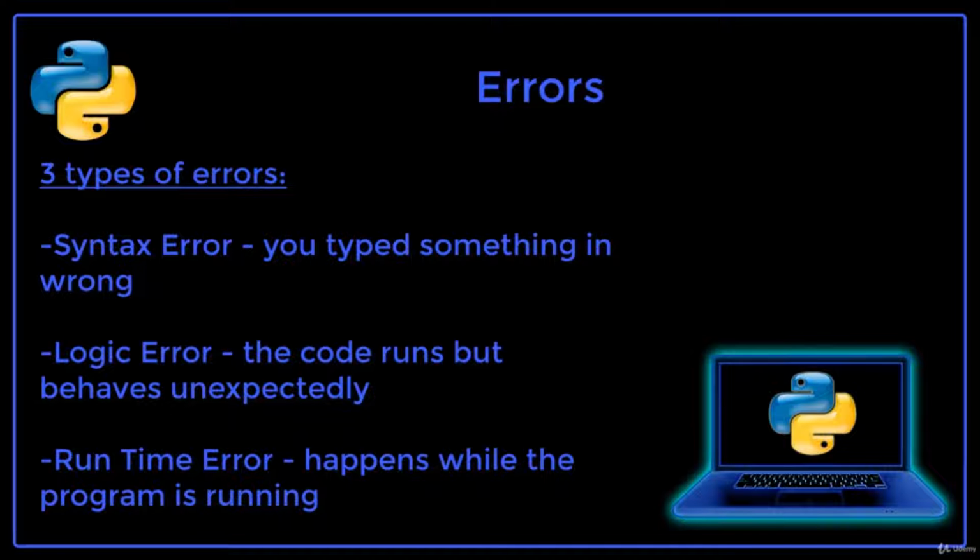There are three types of errors: syntax errors, logic errors, and runtime errors. A syntax error means that you typed something in wrong. A logic error means that the code runs but does something different than you expected. A runtime error is an error that happens while the program is running.